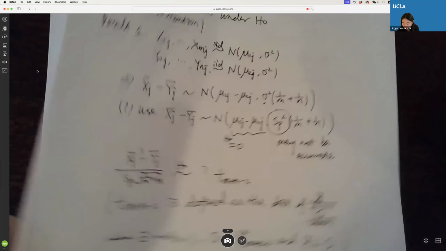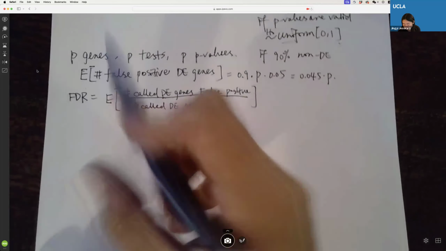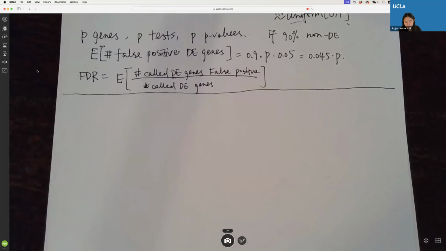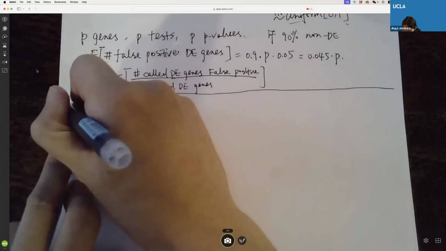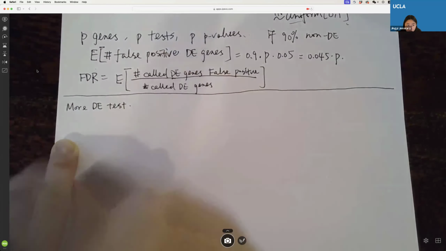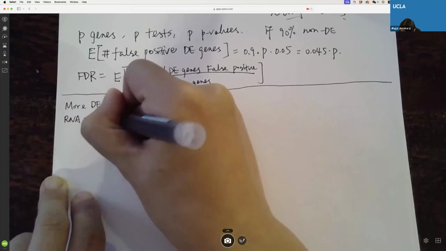Before we talk about multiple testing, which is the end of my last lecture, let me switch gears a little bit by introducing more test scenarios, especially in RNA-seq data analysis, because that was a question we got at the end of the class. Also, some people asked about the F test, which is another thing we hope to talk about today. So more DE tests. Let's talk about this RNA-seq data.